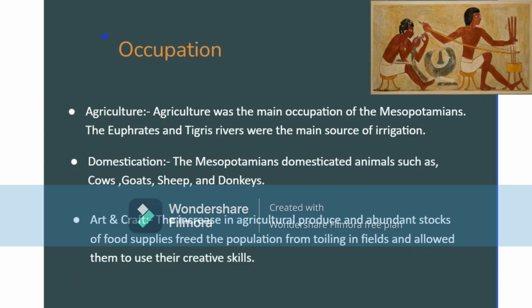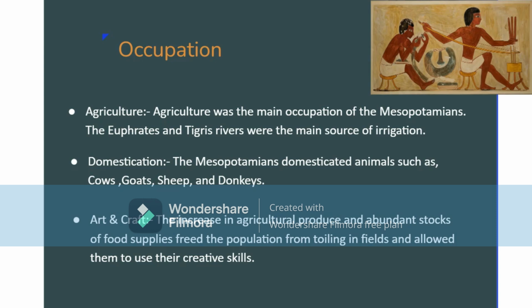Like after the increase, many people in Mesopotamia were doing agriculture, and because of that, the grains and the abundant stocks. What am I saying? I'm messing up my English.